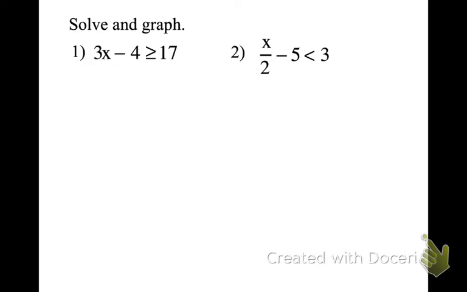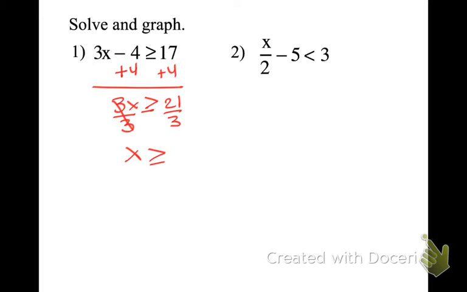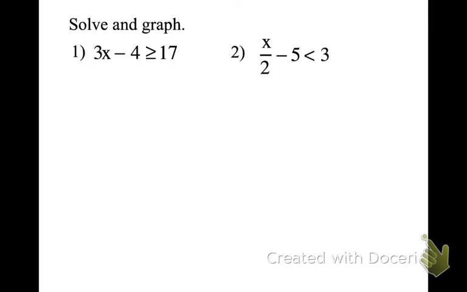And what would I do first? What do we undo first, Vic? You add 4 to both sides. Right. We undo our addition. We peel it like an onion. Add 4 to both sides. I get 3x is greater than or equal to 21. And then you divide 3 on both sides. And we get x is greater than or equal to 7. And then graph.